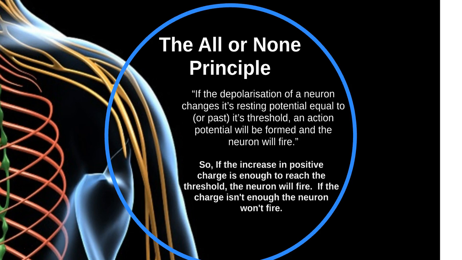So basically, if the increase in the positive charge that comes into the neuron is enough to reach the threshold, the neuron will fire. And if the charge isn't enough to reach the threshold, the neuron won't fire and the message won't be passed on.